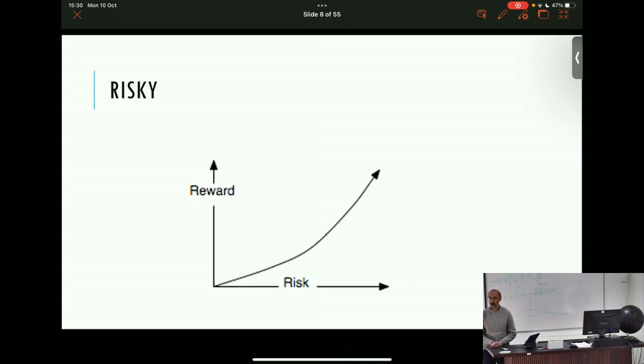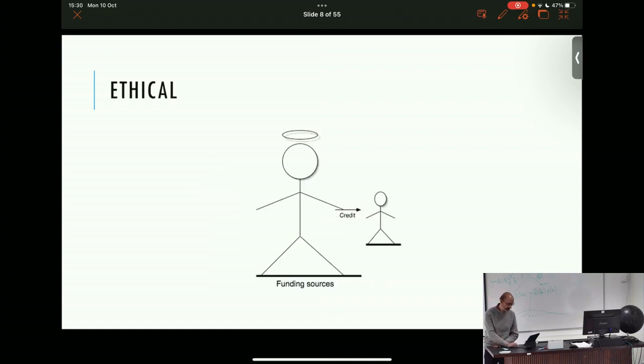Any other questions? So that's the R, risky. So be grounded, be risky, be ethical, right? Give credit where credit is due. That's you with your halo on top, and somebody supported you in some way. Give them credit. Ask them to be a co-author on a paper, or acknowledge them in the paper, or if you use their code, cite them, whatever.